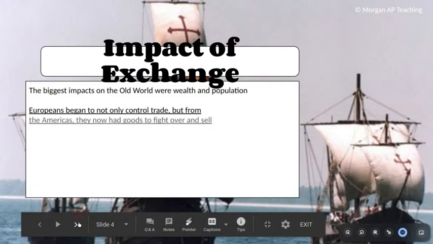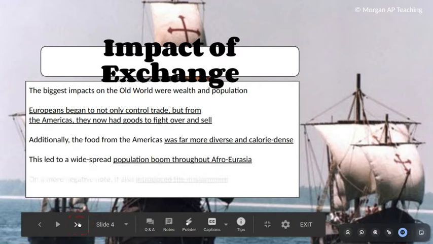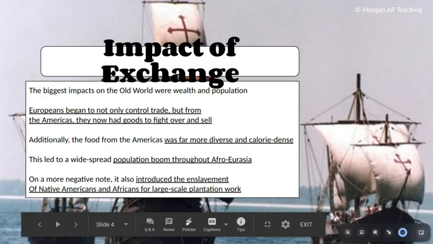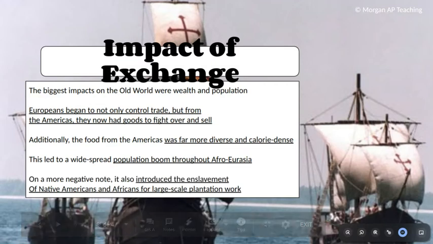So, the impact of the exchange. The biggest impact on the Old World were wealth and population. So the Old World would receive a lot of wealth, and their population would grow. Europeans began to not only control trade from the Americas, they now had to fight over and sell.